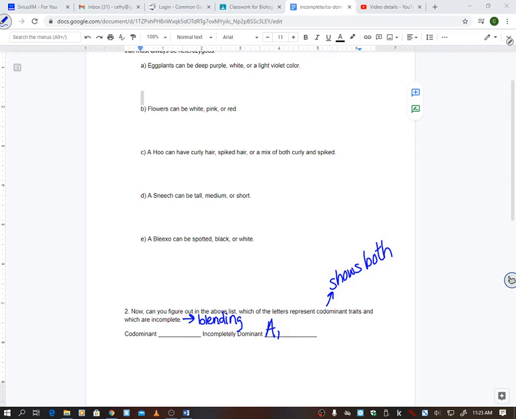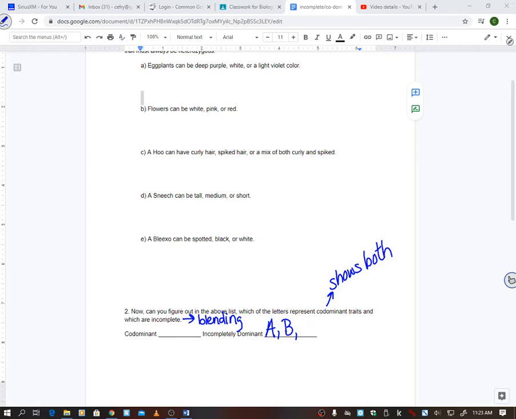Flowers can be white, pink, or red. This is the same as A. If I had a flower that was white with red stripes or something, then it would be codominant, but it's not. We have a blending of white and red to make this pink color, so it is also incomplete dominance. Codominance is when they both are shown. Think of that word co and co-captain. They're both captains. They're both there.